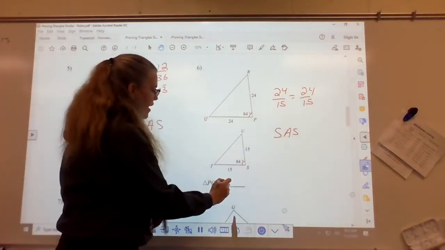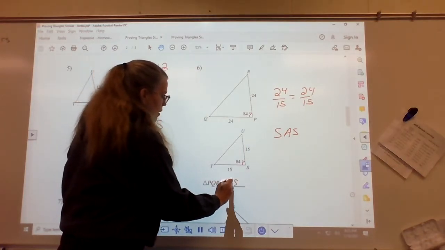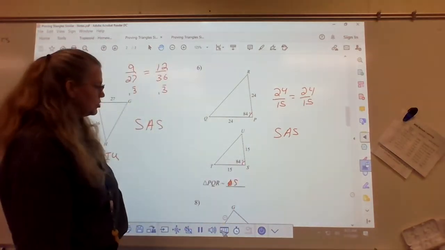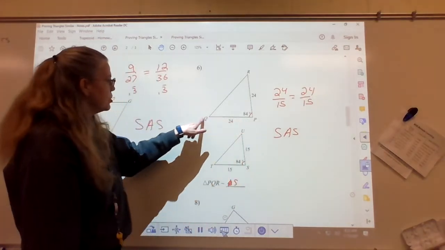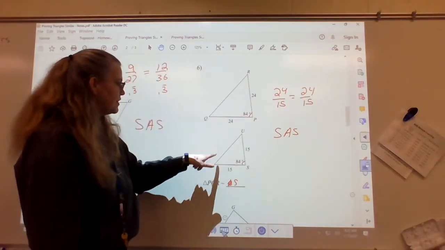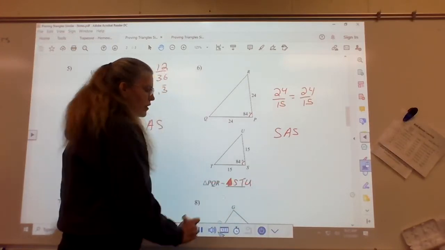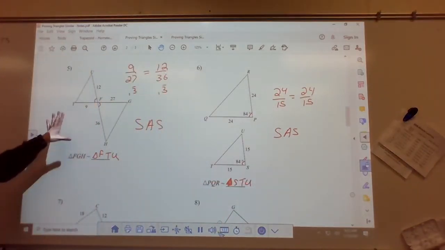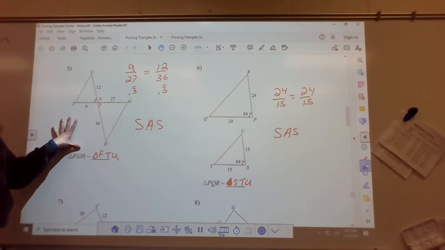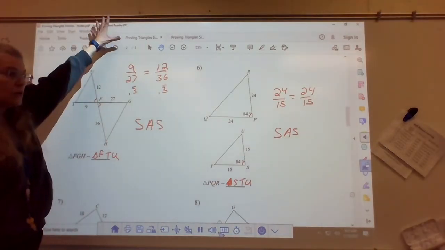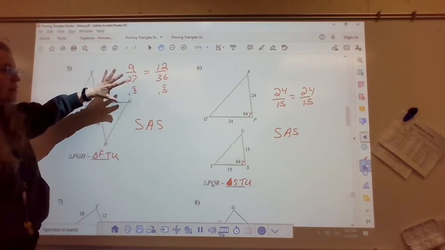P matched up with S. Now it doesn't even look like it got turned. So they did PQR, so we're going to do STU. So STU. There's my similarity statement, STU. So those are two examples of side, angle, side. So we had angle, angle, side, side, side, side, angle, side.